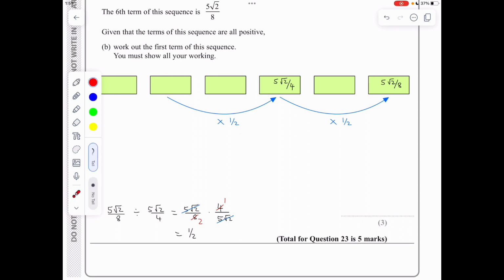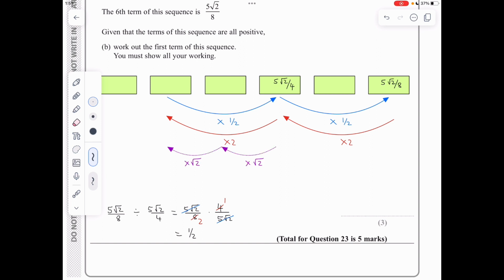So to go from the fourth to the sixth term, I multiply by half. So to go from the sixth to the fourth, I multiply by 2. And then to go from the fourth to the second, I also multiply by 2. Remember, we're trying to get here. So this times 2, which covers 2 jumps here, I can split into a times root 2 times root 2 as shown here.